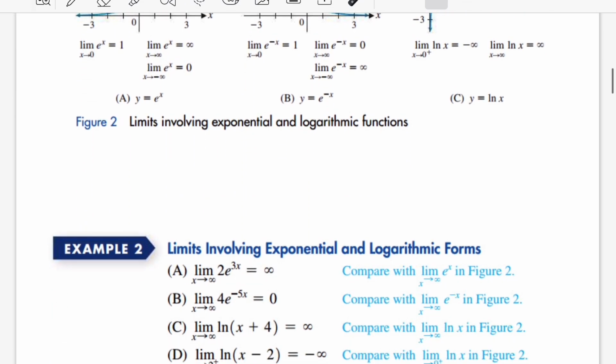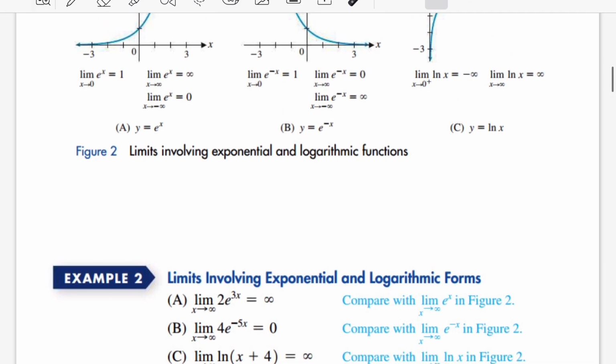And here's another example, comparing with this figure here. As you can see, we have the limit of 2 times our exponential function here. X is going to get closer and closer to infinity, so we have 2 times e to the 3 times infinity, which is just 2 times e to infinity. And we saw that here, that's just going to get closer and closer to infinity, or just get bigger and bigger.